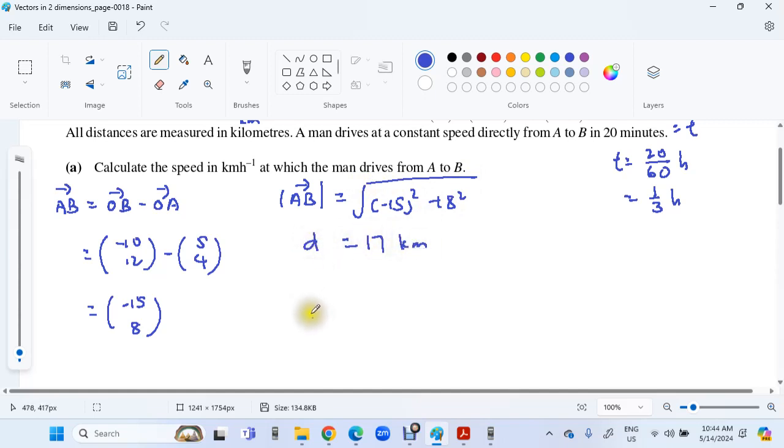This is the distance. So we want to find the speed. The speed will be the distance over time: 17 km over 1 over 3 hour. Then it will become 51 km per hour. Okay.